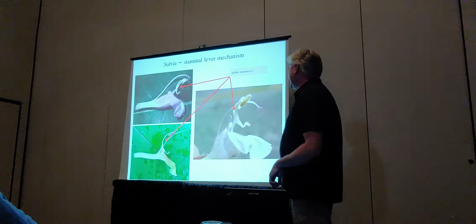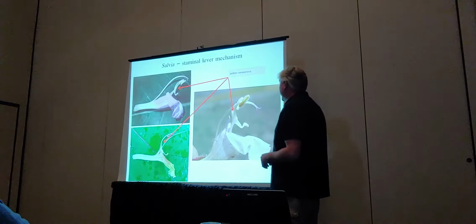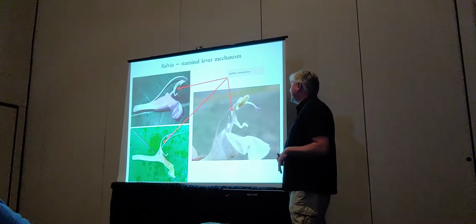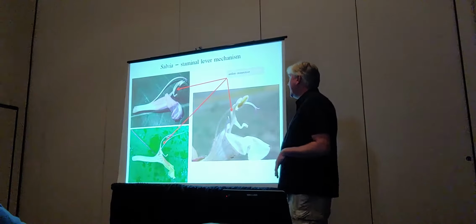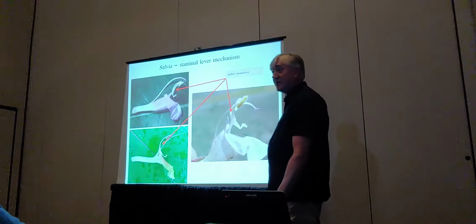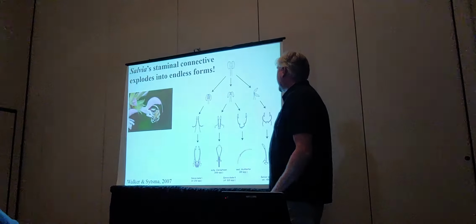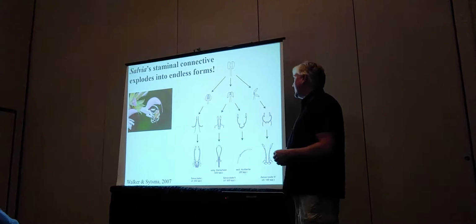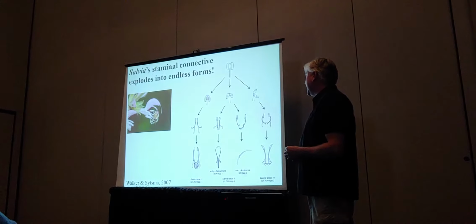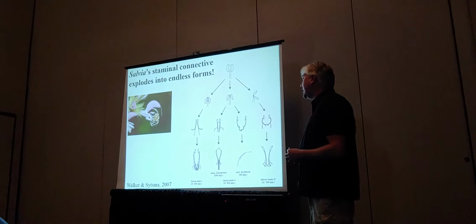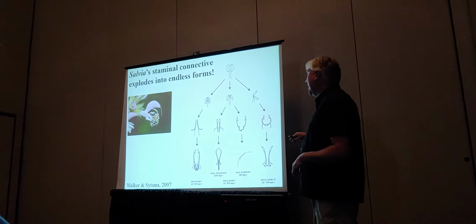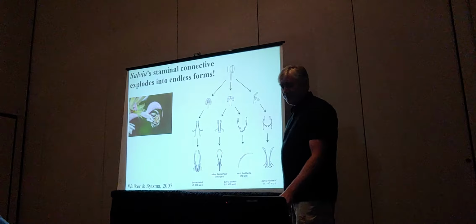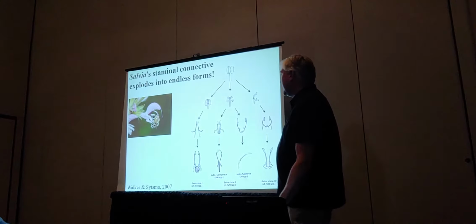There are a few examples of how the anther connective is modified in different ways. The length varies, the position varies, and the flavor of the lever mechanism varies. It's really different across different clades. So here's just an example of some of the different forms of the staminal lever mechanism and the connectives associated with it. Importantly, this lever mechanism has been lost in several of these groups.